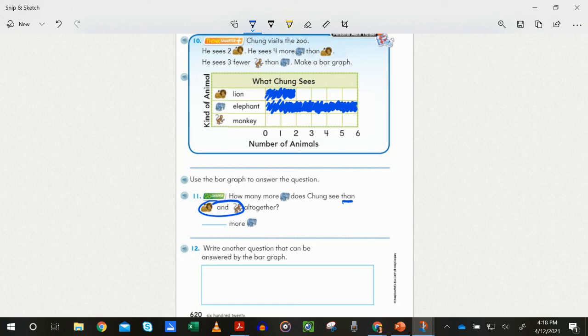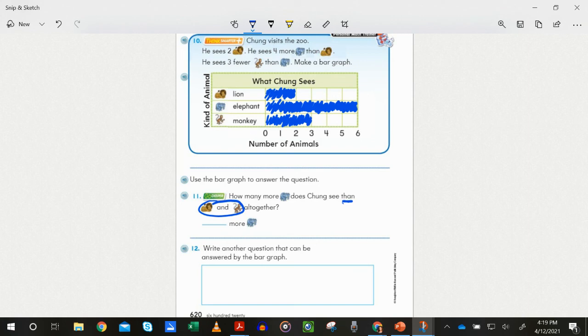And then 3 fewer monkeys. So we have the elephant, we get 3 fewer. 1, 2, 3. 6 minus 3 is 3. So I'm going to go to 3 for my monkeys. Did you get all those? This page is definitely the challenge page today. So if you didn't get something, that's okay.